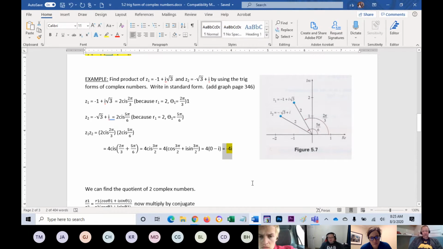How does it become 3 pi halves? We're adding together 2 pi thirds plus 5 pi sixths. So this is 4 pi sixths plus 5 pi sixths is 9 pi sixths, which can be simplified to 3 pi halves. Oh, gotcha. Okay. Questions?